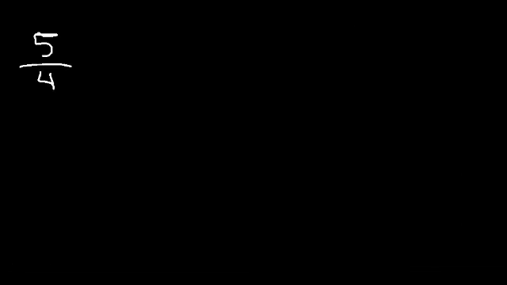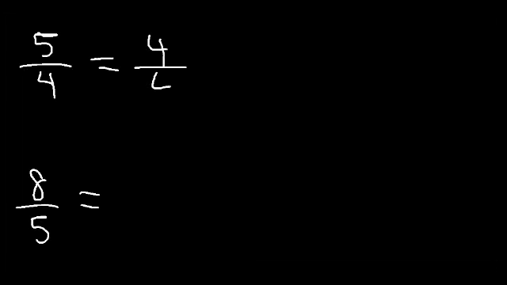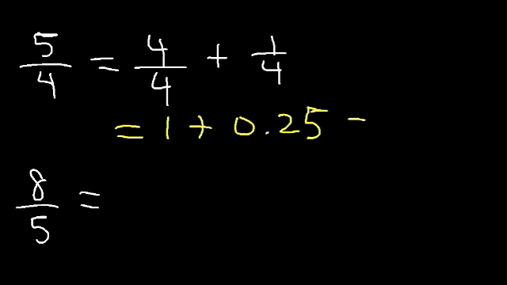So now let's try 5 over 4. And you can also try 8 over 5. So pause the video and see if you can get the answer on paper. So 5 over 4, we can rewrite that as 4 divided by 4 plus 1 over 4. Now 4 divided by 4, that's just 1, and 1 over 4 is 0.25, so this is equal to 1.25, or 125%.